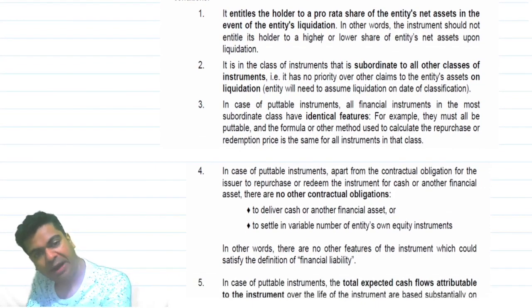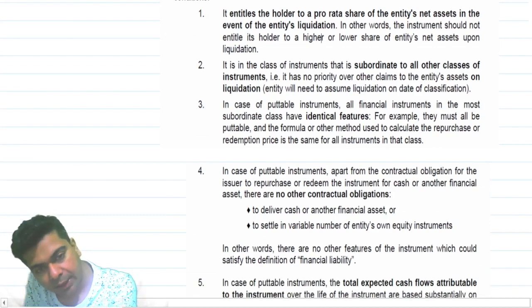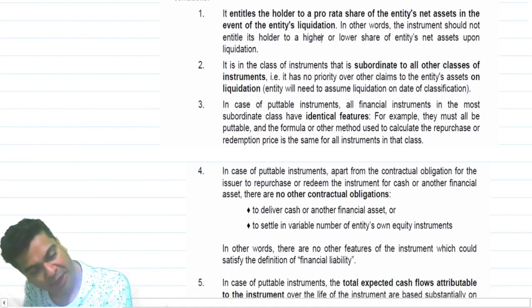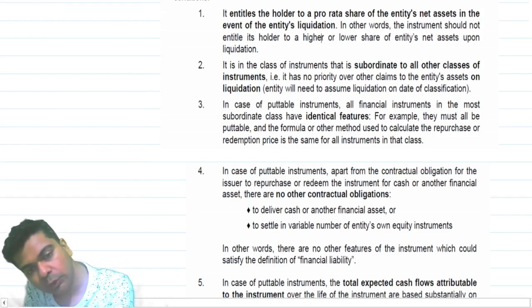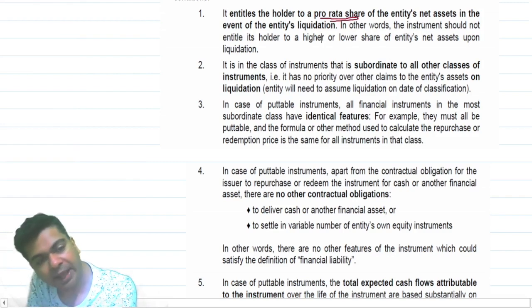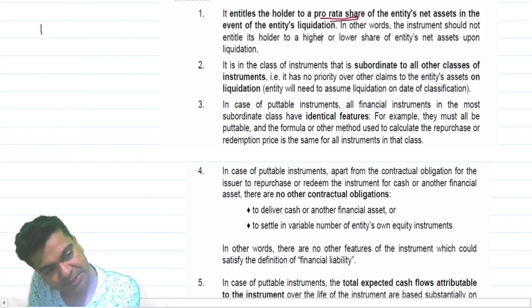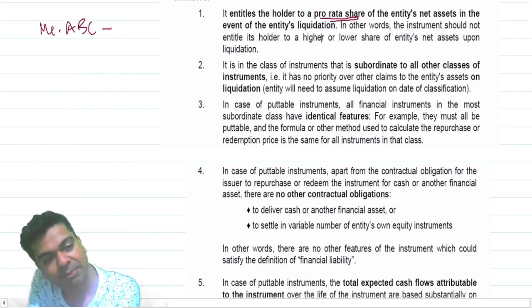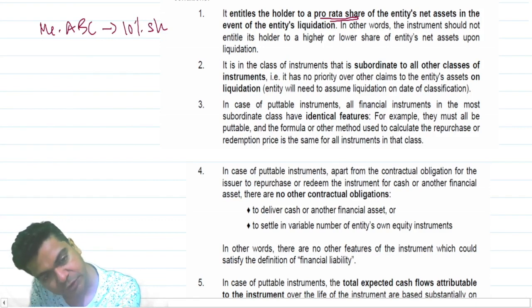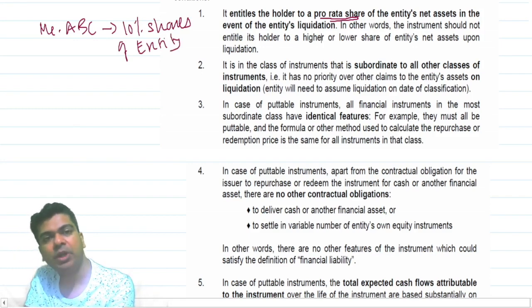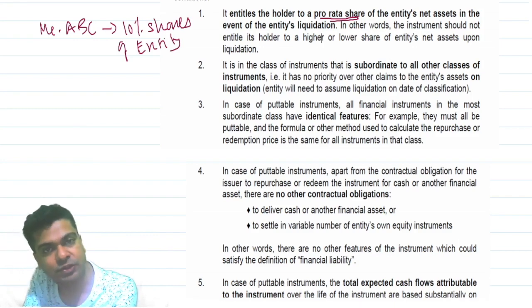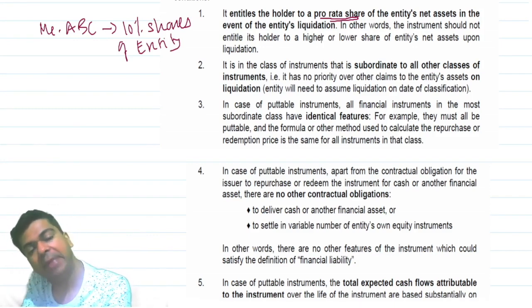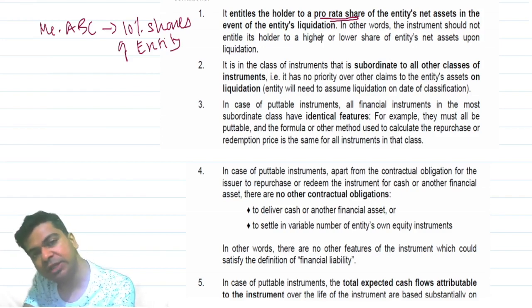Condition number 1. Let's go one after the other. It entitles the holder to a pro rata share of the entity's net assets in the event of the entity's liquidation. You will get a pro rata share. Okay. For example, there is some person, let us say Mr. ABC. Mr. ABC has 10% shares of the entity. When the company goes into liquidation, you will get 10% share in the residuary net assets. If this is so, then this will make it an equity instrument. That's the first condition getting fulfilled.